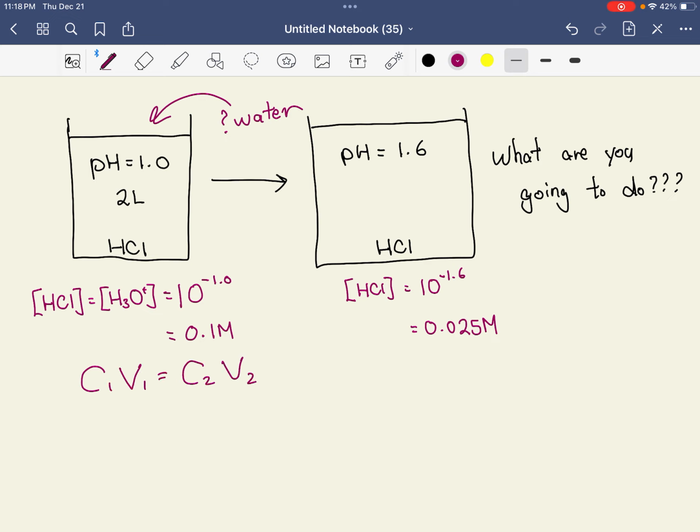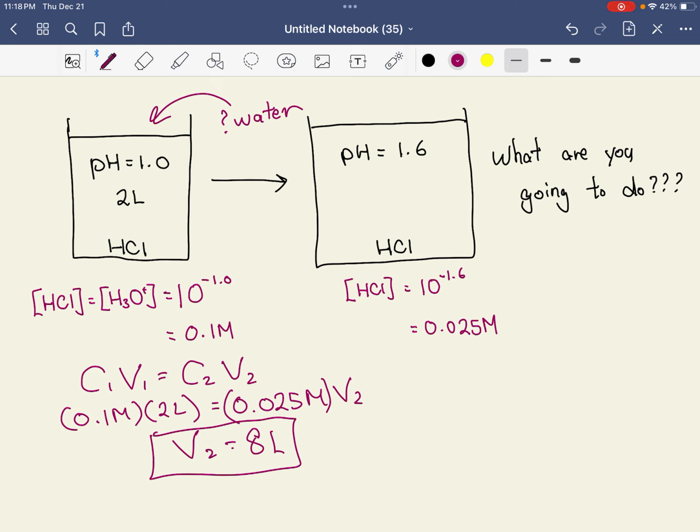Let's plug in those numbers. So, I have 0.1 molar. I have 2 liters equal to 0.025 molar. And what is V2? So let me calculate this for you. Times 2 divided by 0.025. And my answer exactly is 8. Wow. I can't believe I actually got an integer as an answer. It's unprecedented, huh? So the final volume here is 8 liters.